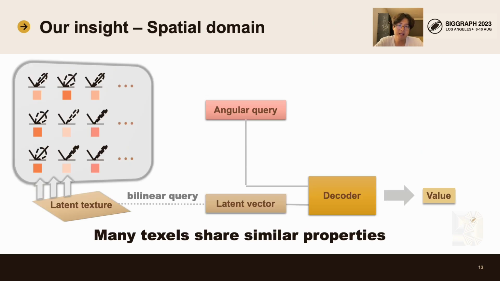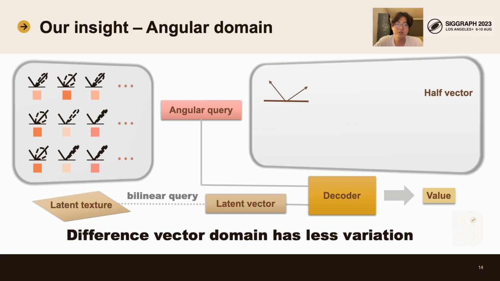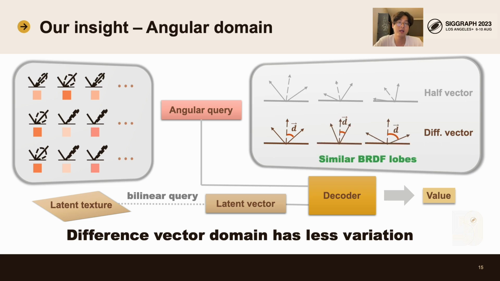We observe that many texels share similar properties. They might be painted with similar colors or made with similar materials. It's not wise to let the network just treat them separately as individual BRDFs. Therefore, we need to somehow notify the network about their commonality. Also, when we talk about angular information, the traditional way is that the decoder always takes the full query as input. However, we can still notice that the half vectors are actually giving more variation to the BRDF lobes than the difference vectors. So we should treat them differently.